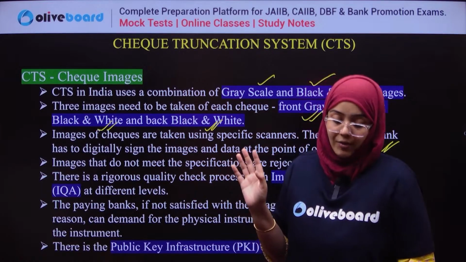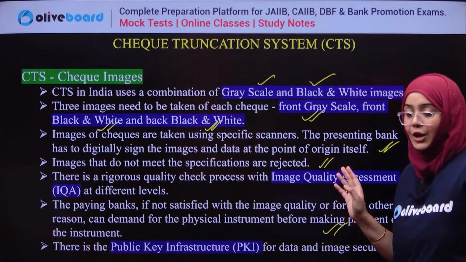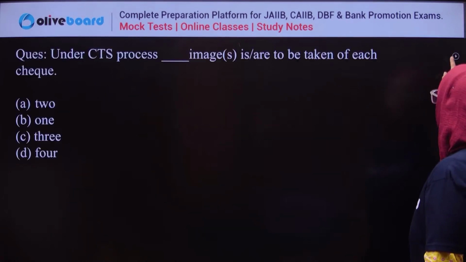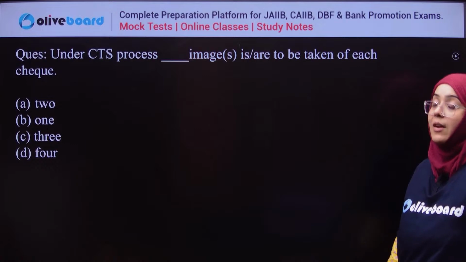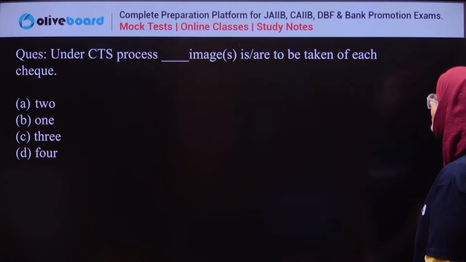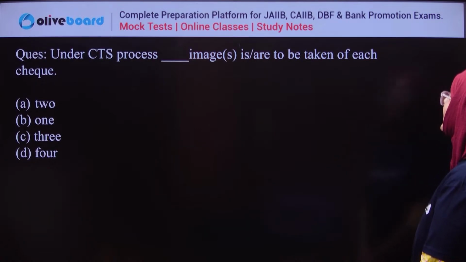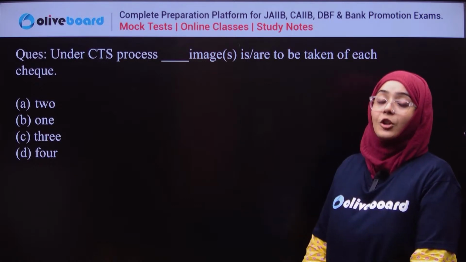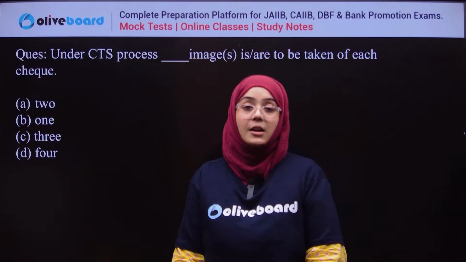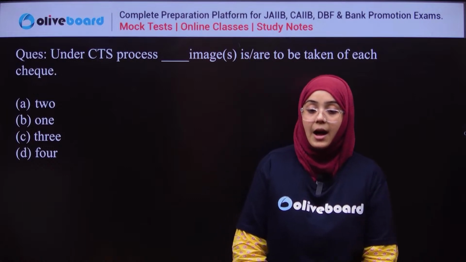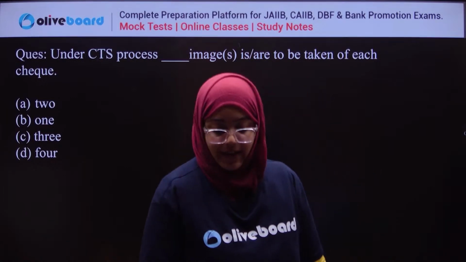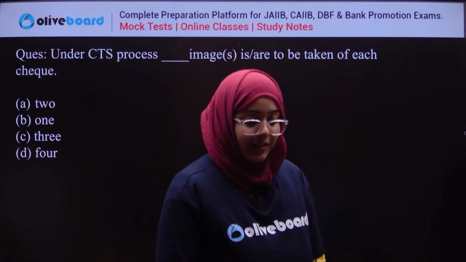Clear? Everyone? Yes or no? Clear? Good. Next, practice question. Let's start with the practice question. First of all, under the CTS process, dash images are taken for each check. Under the check truncation system, how many images are taken for each check? So the answer is, everyone, very easy. You can all answer this question.